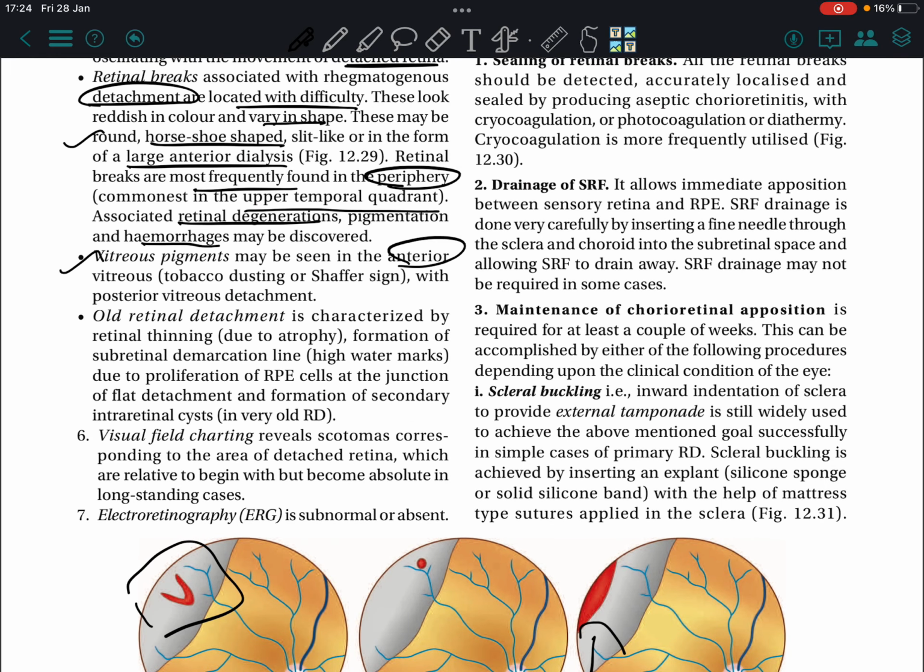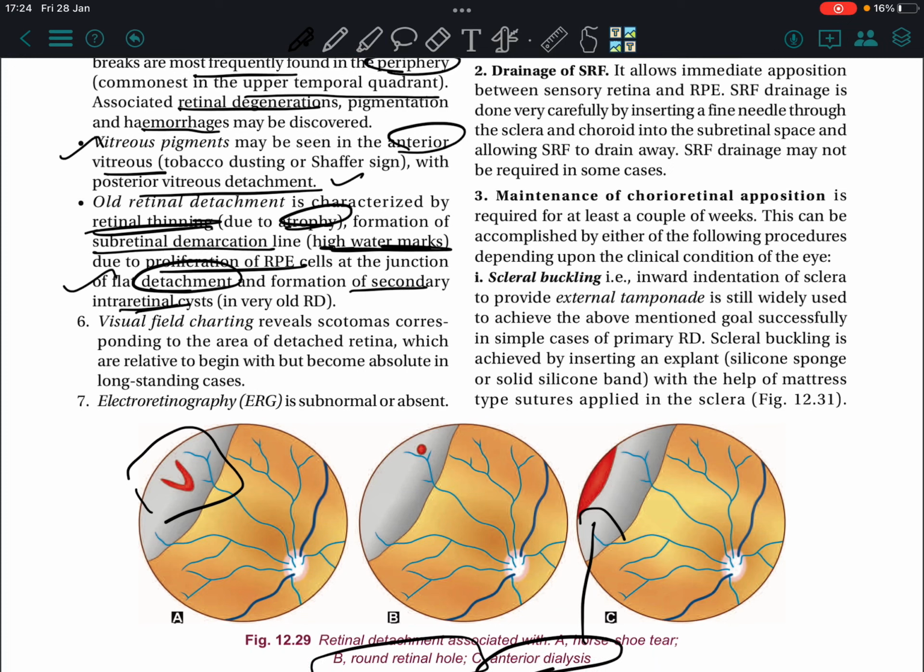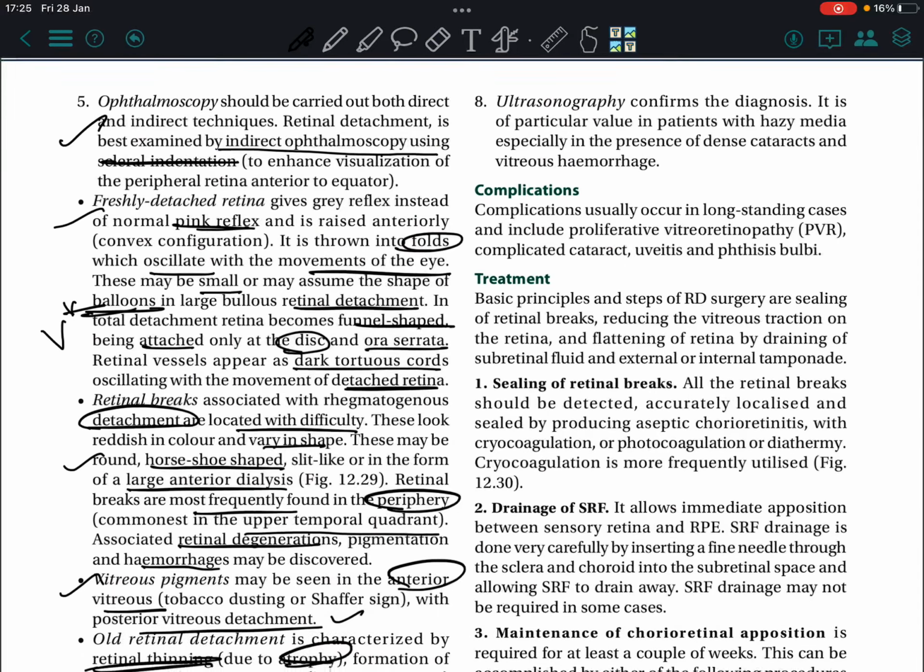Vitreous pigments may be seen in the anterior vitreous with posterior vitreous detachment. Old retinal detachment is characterized by retinal thinning due to atrophy, formation of a subretinal demarcation line, high water marks due to proliferation of RPE cells at the junction of flat detachment, and formation of secondary intraretinal cysts. Visual field charting reveals scotomas corresponding to the area of detached retina, which are relative to begin with but become absolute in long-standing cases. ERG is abnormal or absent.